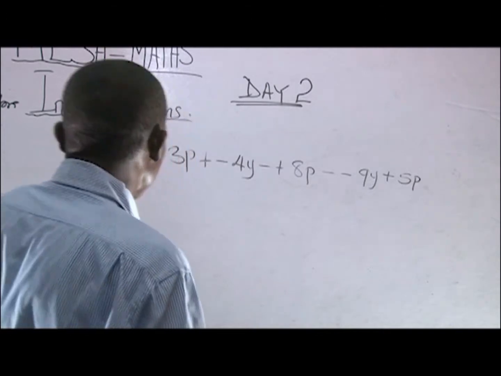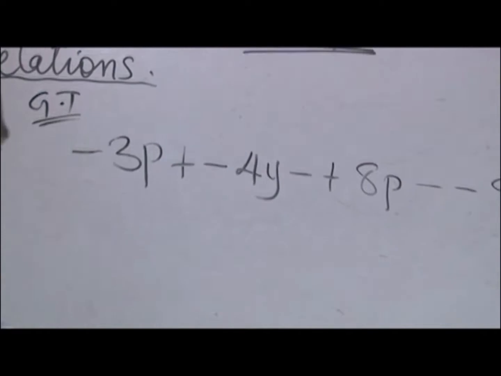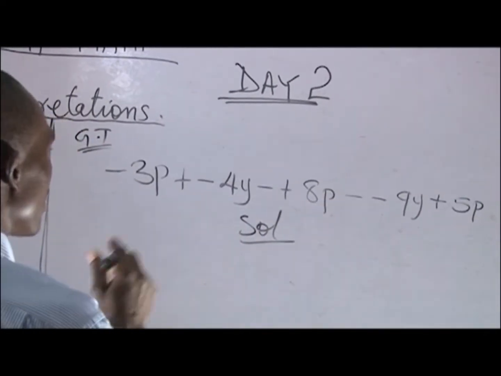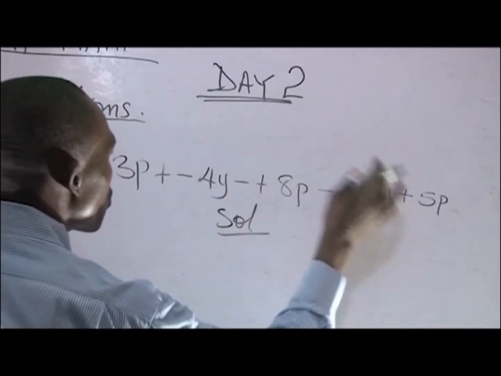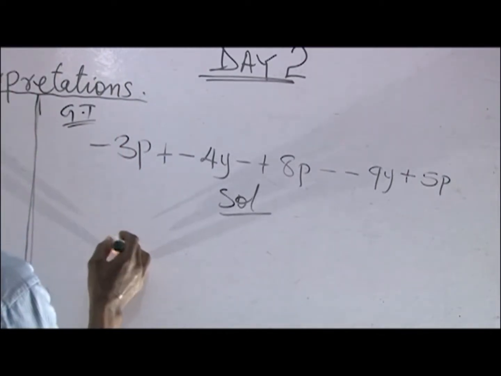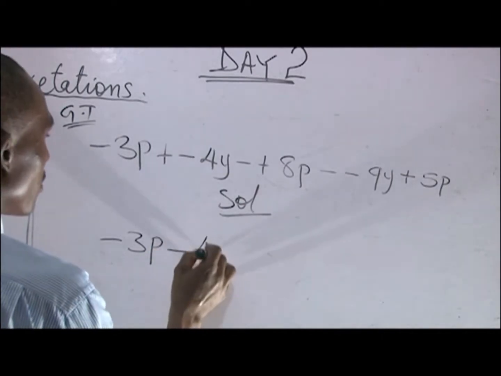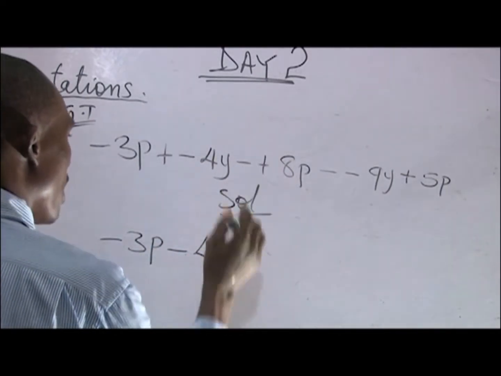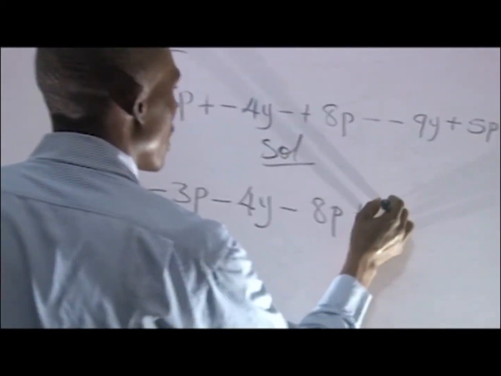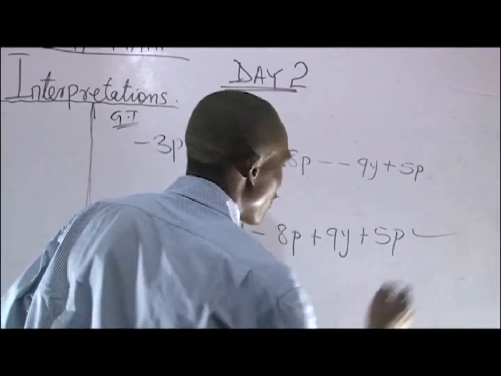So what do we do? We must apply the signs. We want to repeat the expression here just to settle the signs. We will not touch the figures and the alphabets. So we have minus 3P, then bring the 4Y there, which was supposed to be minus, then minus 8P, then this plus is supposed to be there, 9Y. Then plus 5P. That gives you the first mark.